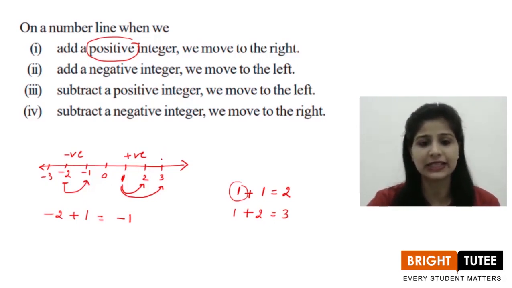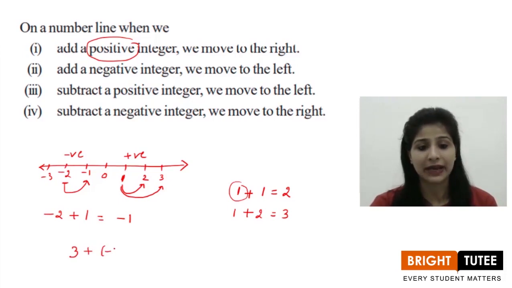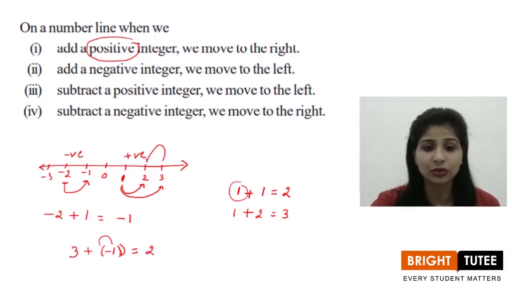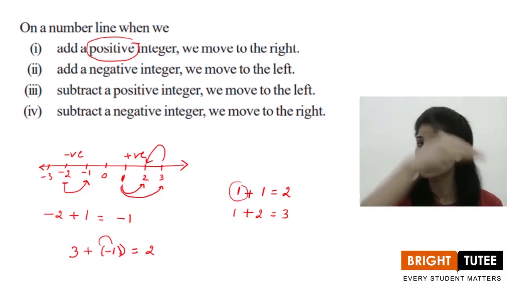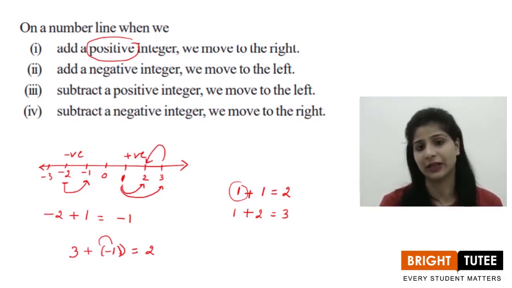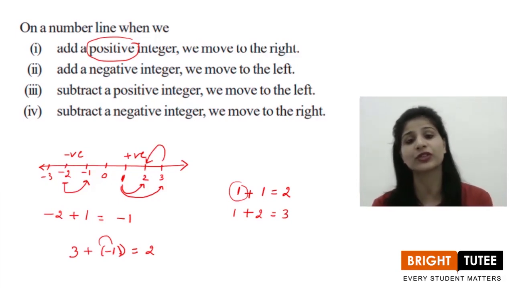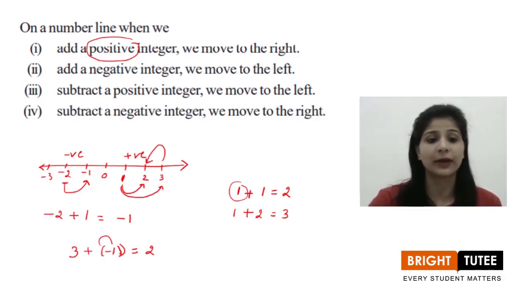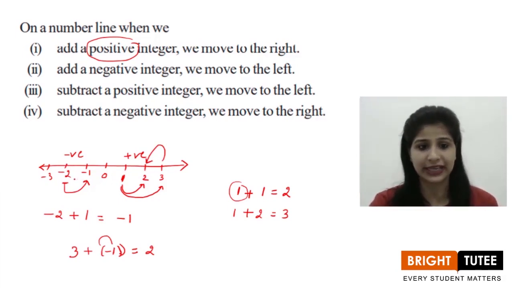Obviously, just see, let's consider this 3. In 3, if I add minus 1, which is a negative integer, what will I get, students? Plus minus will become minus and 3 minus 1 is 2. So from 3 you will go to 2. What we are doing? We are going towards the left side now. Right? So we are going towards the left side. Okay. This will be true for the negatives also.